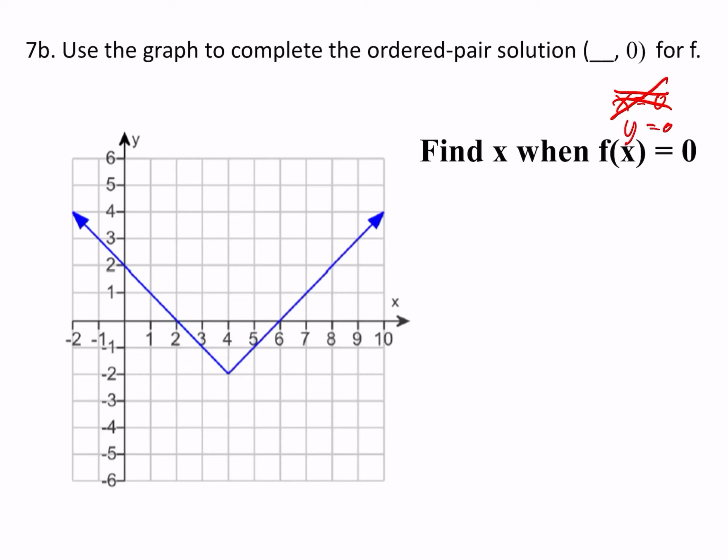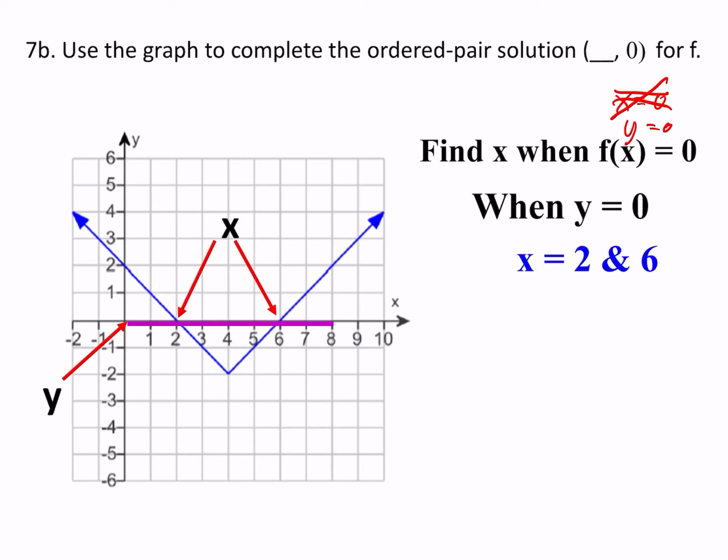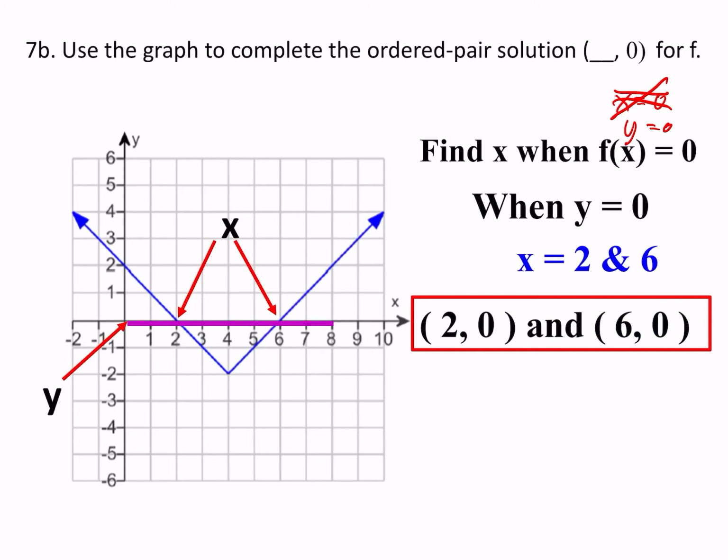What is your x? Okay, well, when y equals 0, a y of 0 is pointed right there. See that purple line? All of the points on that purple line have a y value of 0. X is going to be 2, and x is going to be 6. You have 2 answers here. 2, comma 0 and 6, comma 0.